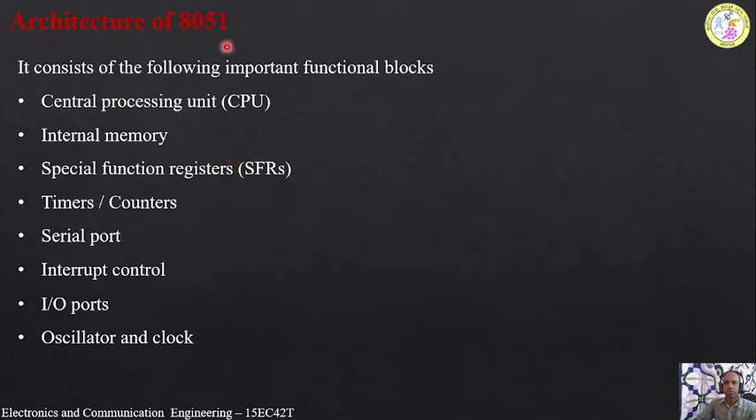So the architecture of 8051 consists of the following important functional blocks. The block diagram has main sub blocks. These are the different sub blocks it uses: central processing unit, that is nothing but the CPU, internal memory, special function registers, we call them SFRs, timers or counters, serial ports, interrupt control, IO ports, oscillator and clock. These are the major sub blocks present in 8051 architecture.